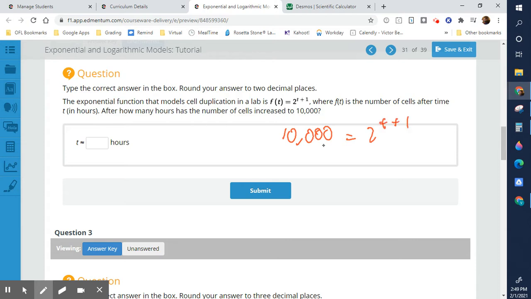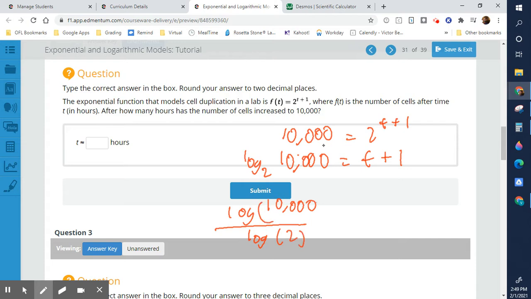So in order to do this, the first thing we're going to do is log both sides by 2, log base 2, and that's going to give us t plus 1. So whatever our log of 10,000 divided by log base 10 of 2 is, subtract 1, that will be our t.